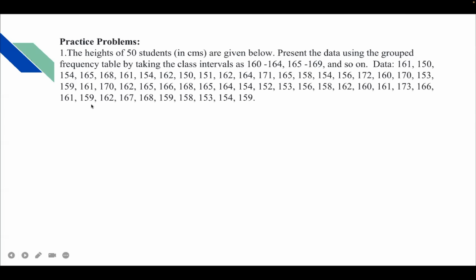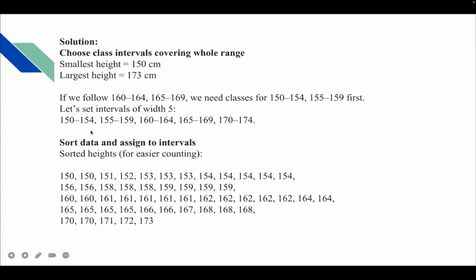If you look at this question very well, before I jump to the answer, who can tell me the least number here and the highest number here? Once you get the answer, you can unmute and answer the question. What is the least number you can find here? 150. Are you sure? Yes. What about the highest number? 173. Okay, so let us check if that is correct. So yes, you are both correct.